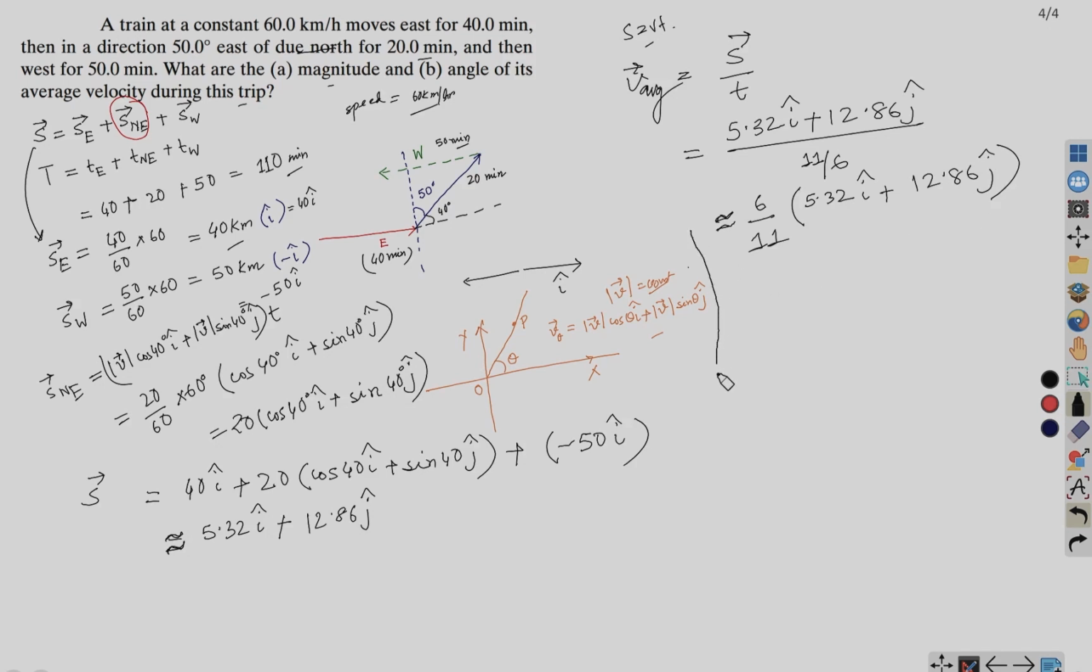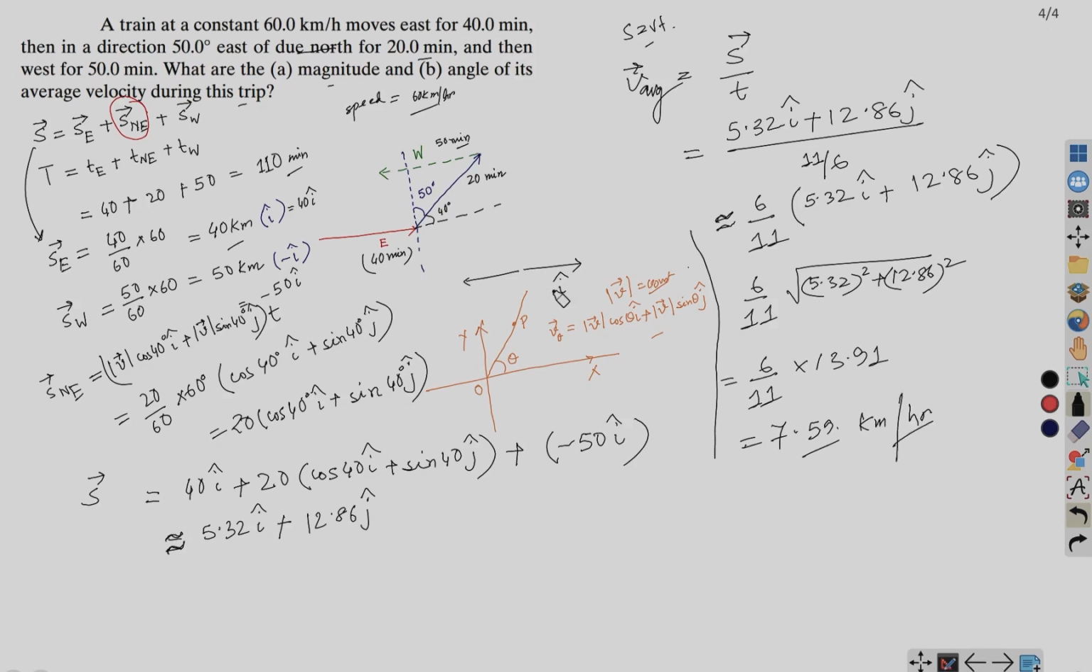Now in order to obtain the magnitude, what we have to do? We just have to take the square root of the sum of the squares of the components. So it will be 13.91, which is 7.6. This is still an approximate value. I am writing 7.59, or you can also write this as 7.6. So the magnitude of the velocity, or the speed, is 7.59 km/h. Okay. So this is part A of the problem.